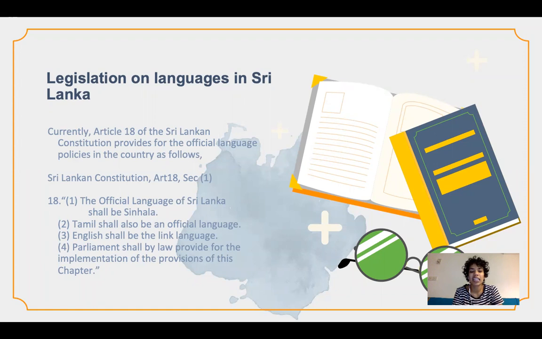Then we have legislation, which is quite important because language policy and planning plays a huge role when it comes to linguistic landscapes and how that sort of trickles down to the society that we live in. So the Sri Lankan Constitution, Article 18, Section 1 says the official language of Sri Lanka shall be Sinhala. Section 2 says Tamil shall be the official language, and Section 3 says English shall be the link language. So Sinhala and Tamil are official national languages, and English has this sort of ambiguous description of being a link language, sort of perhaps linking the communities, if I say so myself.